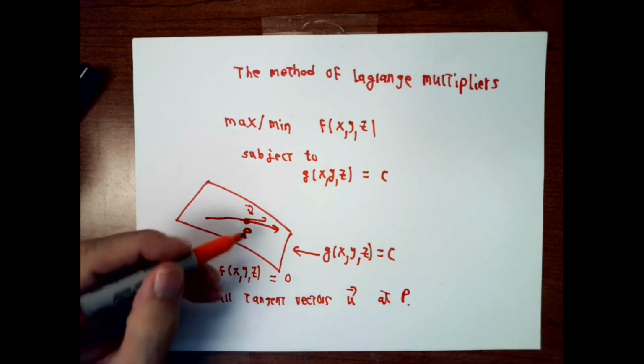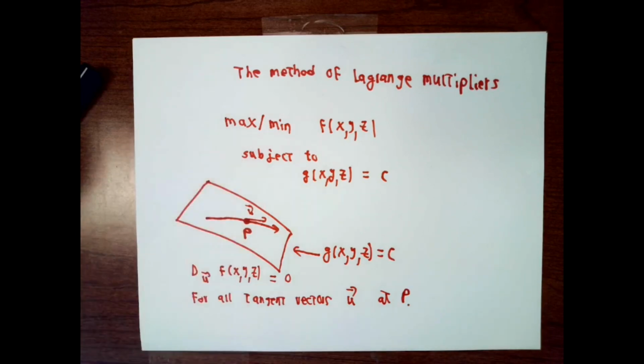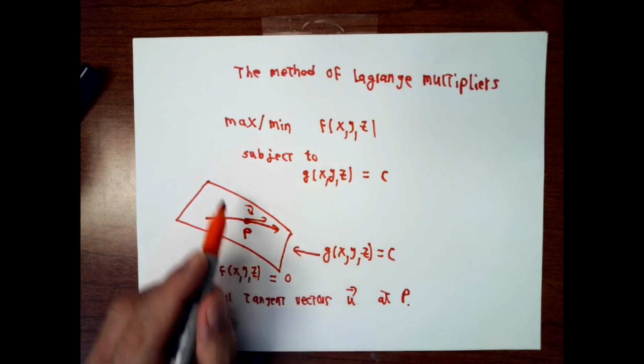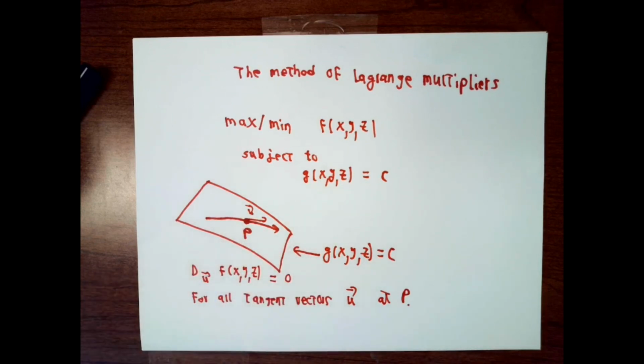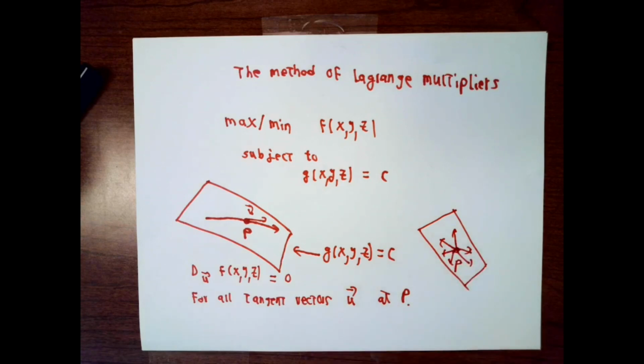Observe, though, if I sit at point P and travel in a direction out of the surface, I don't care what the directional derivative in that direction is. It's going to be necessary that the directional derivative be zero, but only for tangential directions. For every unit vector with initial point at P, regardless of which direction it is, as long as I have a tangent vector, then the directional derivative must be zero.